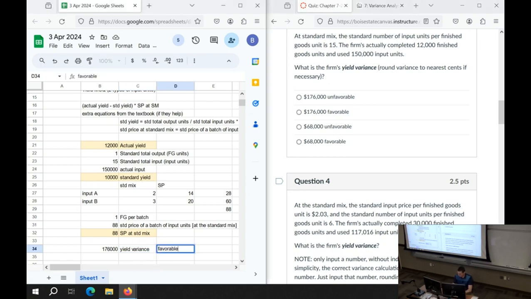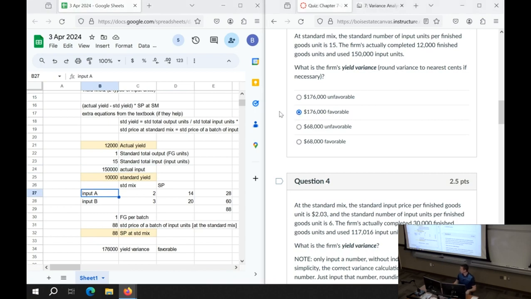Yes, just in yield, got to reverse the polarity of your thought here. Reverse what you think is favorable, because we're holding constant the input units and letting the finished goods units be what varies between our budgeted amount, standard yield, and our actual amount. So we yielded actually more finished goods units than we would have expected given 150,000 input units. All right, so does that make sense? Okay.